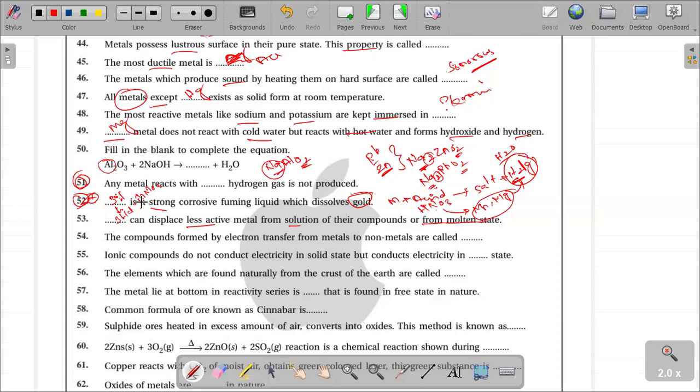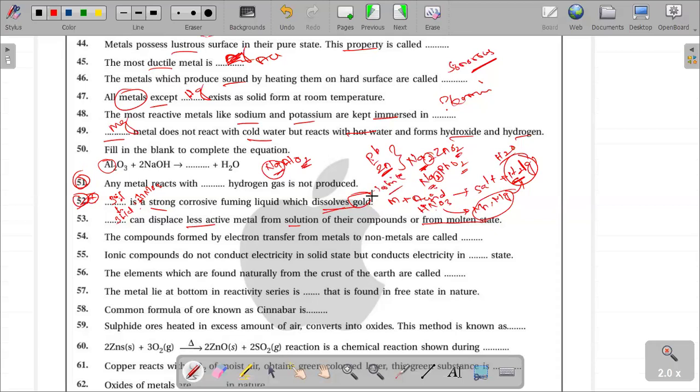This particular solution only will dissolve gold. Normally HNO3 if you take, it won't dissolve. If you take HCl, it won't dissolve. If you take H2SO4, it won't dissolve. But aqua regia, if you take, it will dissolve. Then you will get a white color precipitate.